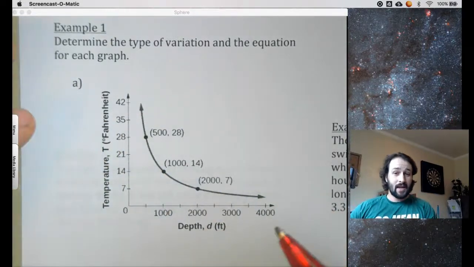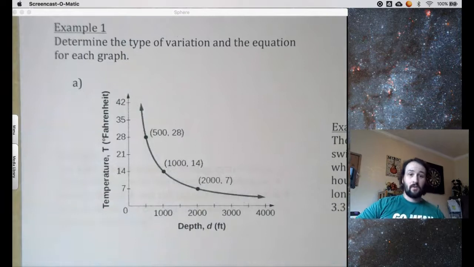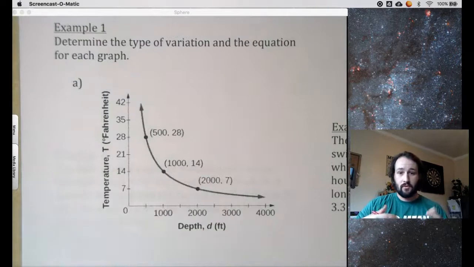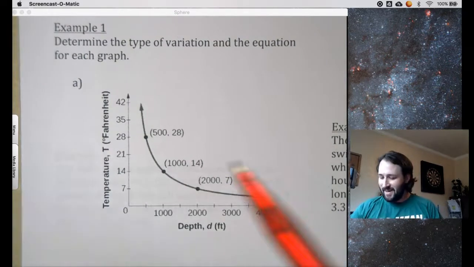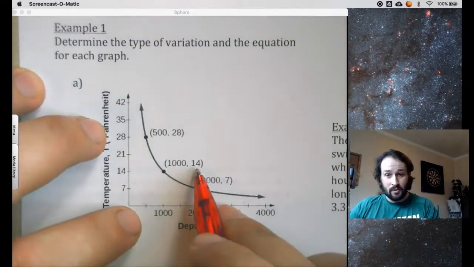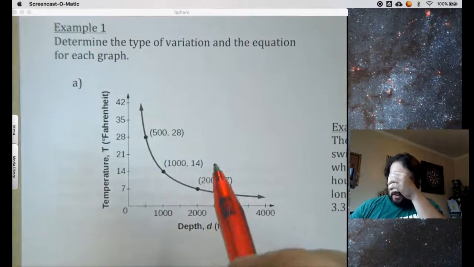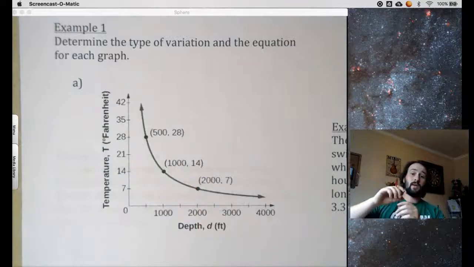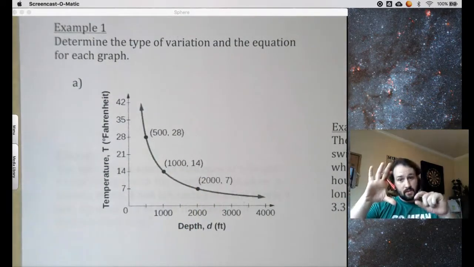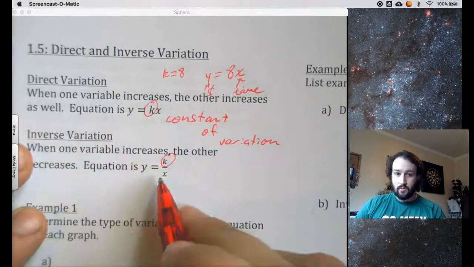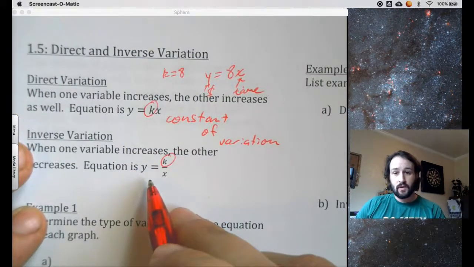So it looks like as I go further down, a greater depth into the earth, the lower the temperature. So the deeper I go, the lower the temperature. So my guess is since I'm going a greater depth and a smaller temperature, then this is going to be inverse variation. If it's inverse variation, remember our equation was y equals k over x.